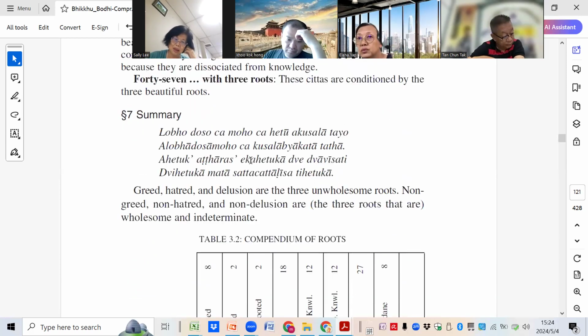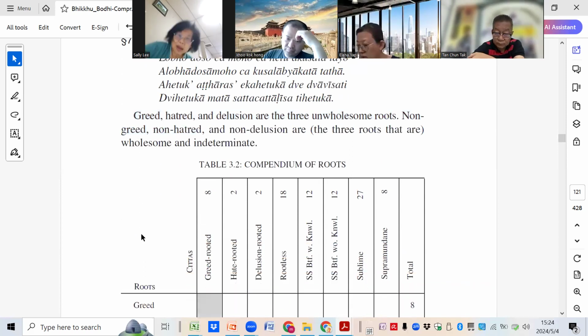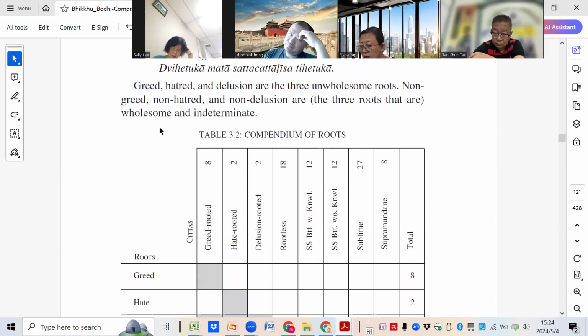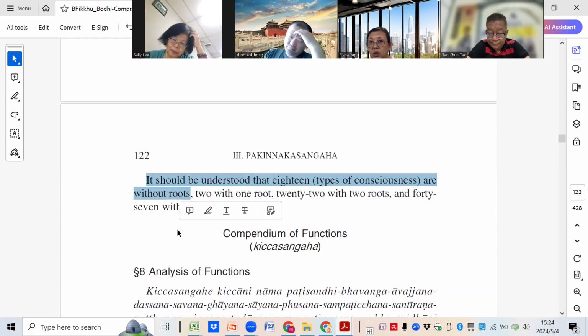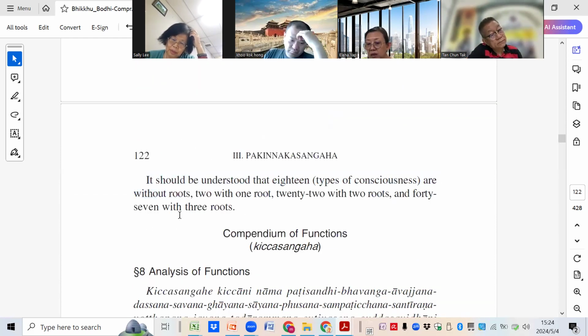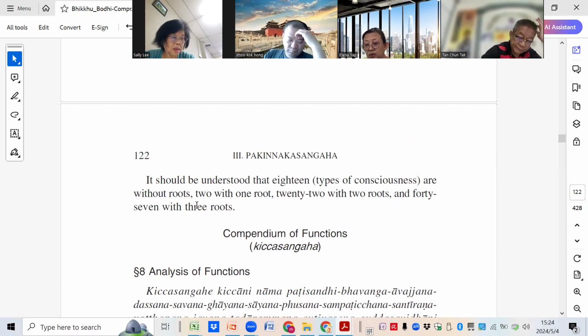Just a little bit only. Please finish the summary, Elena. Greed, hatred, delusion are the 3 unwholesome roots. Non-greed, non-hatred, non-delusion are the 3 roots that are wholesome and indeterminate. It should be understood that 18 types of consciousness are without roots, 2 with 1 root, 22 with 2 roots, and 47 with 3 roots. Okay, thank you so much.